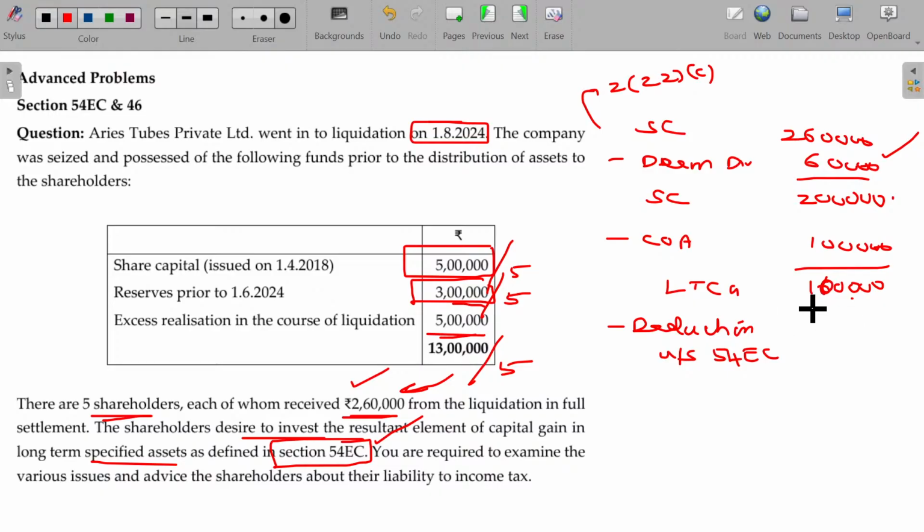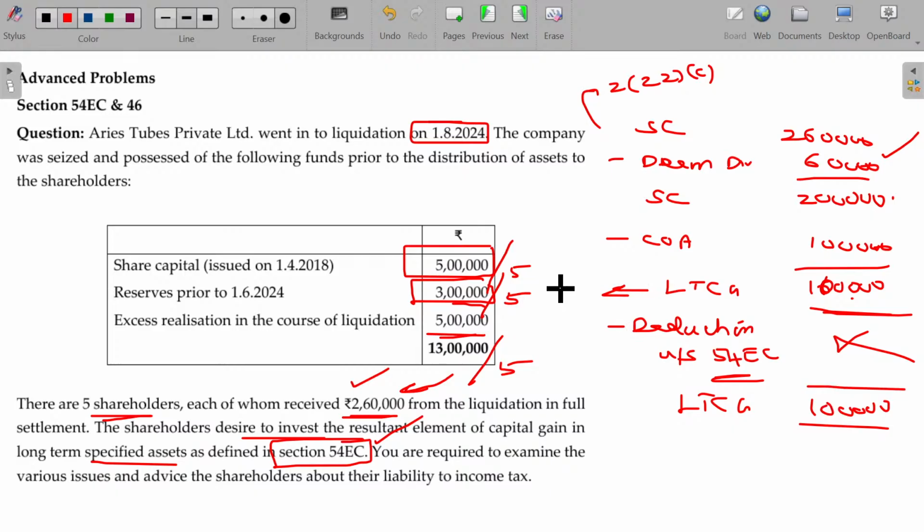Now, what about section 54EC? 54EC is not eligible, so the entire long-term capital gain is taxable. Entire capital gain will be taxable because this is not real profit, it's a deemed income calculated under section 46. As it is not a real long-term capital gain, you are not eligible for claiming deduction under section 54EC. So, this long-term capital gain as well as the income from other sources, this 60,000, these two are going to be taxable here.